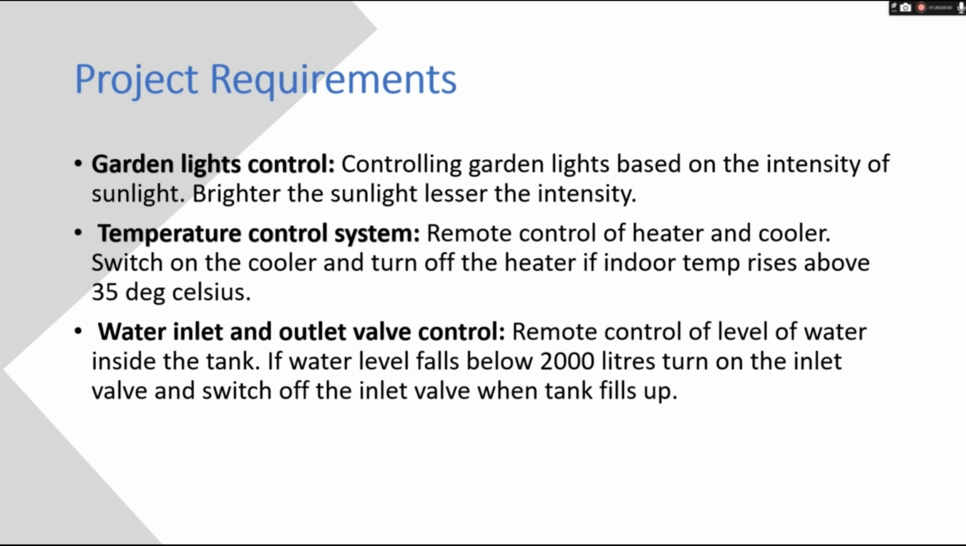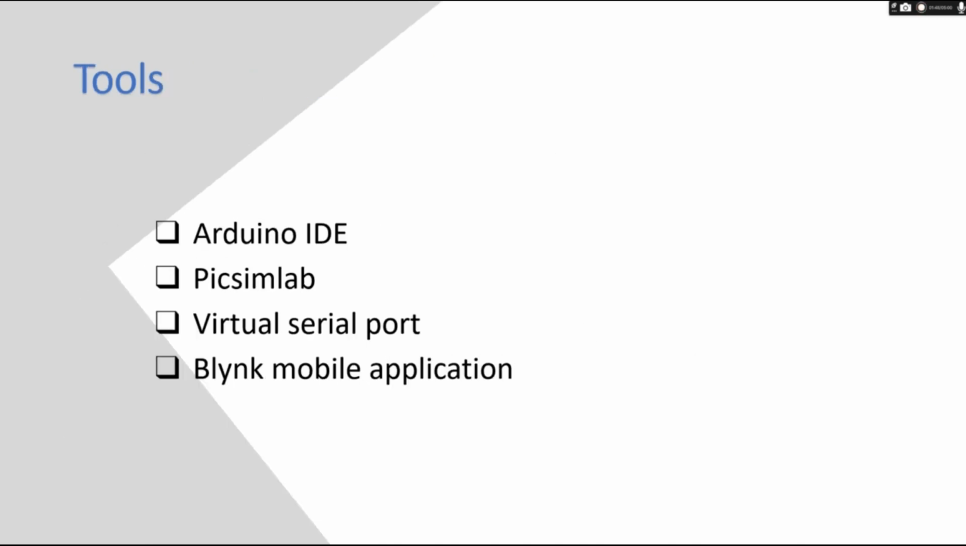Water inlet and water outlet valve control: remote control of the level of water inside the tank. If the water level falls below 2000 liters, turn on the inlet valve and switch off the inlet valve when the tank is filled up. Tools which we used in our project: first is Arduino IDE, second PICSimLab, virtual serial ports, and the Blynk mobile application.